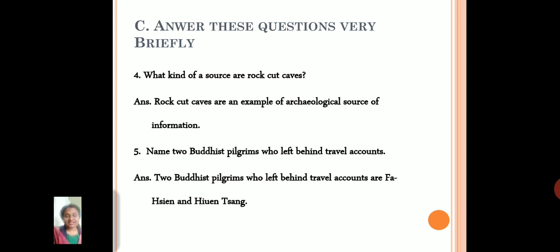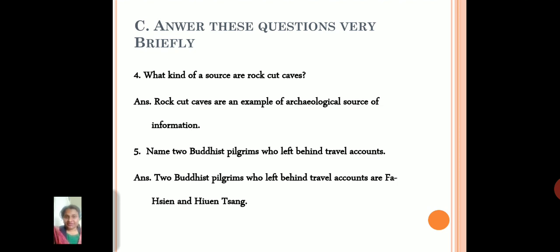Let me just read the answer out again. Please check if you've written the correct spellings and the correct words. Answer: Rock cut caves are an example of archaeological source of information. Alright, full stop. R has to be capital because it is the beginning of the sentence, and every sentence begins with a capital letter. Okay. Number 5.